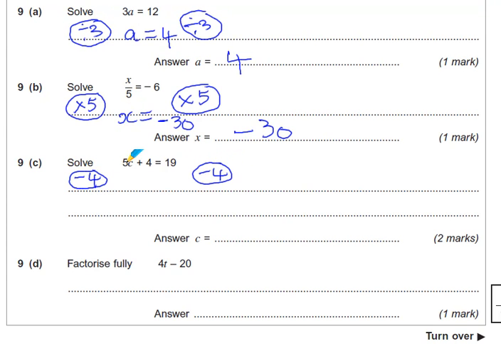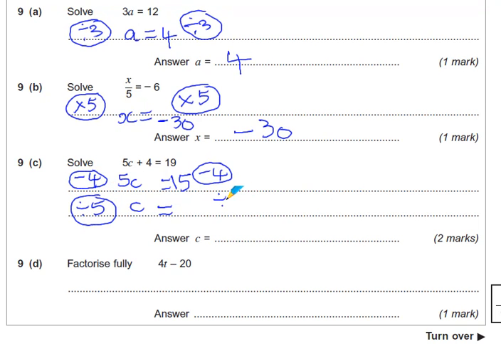So 5c, we don't take the number away from the letter. 4, take away 4 is 0, it disappears. 5c is equal to 19 take away 4 is 15. Okay, this now looks like a lot easier equation to solve. We now want to find out what one value of c is. So if we go from 5c down to c, we're going to divide by 5.